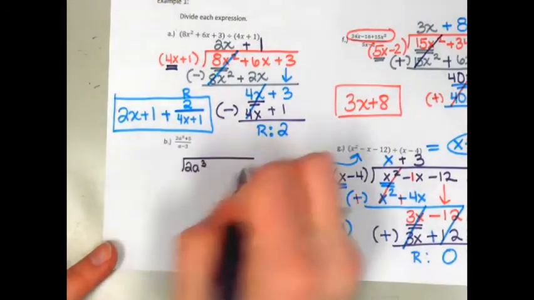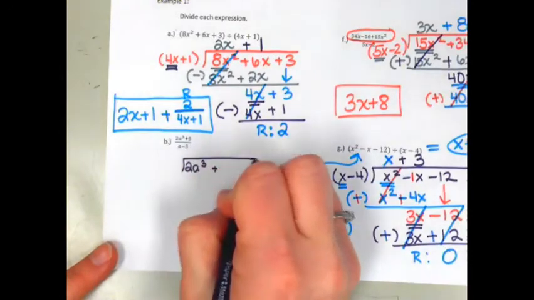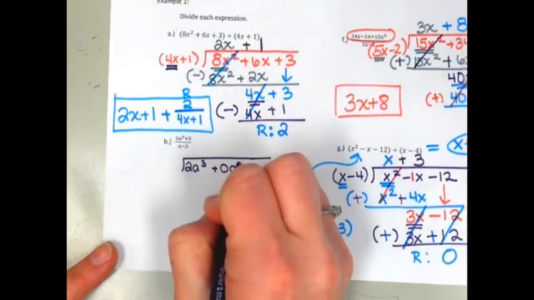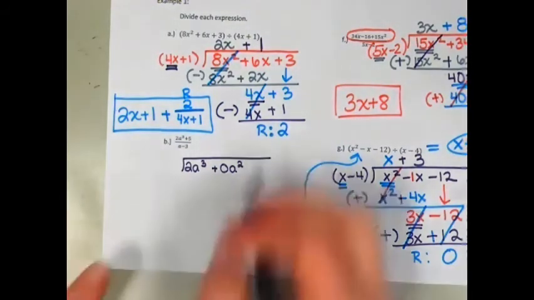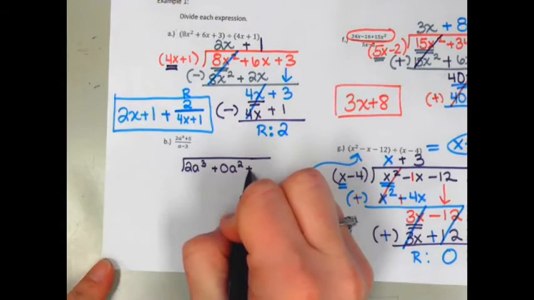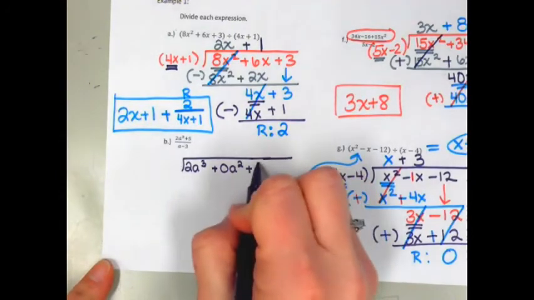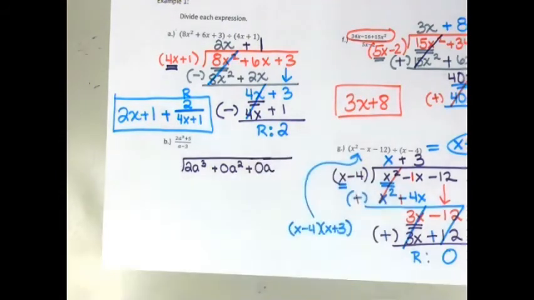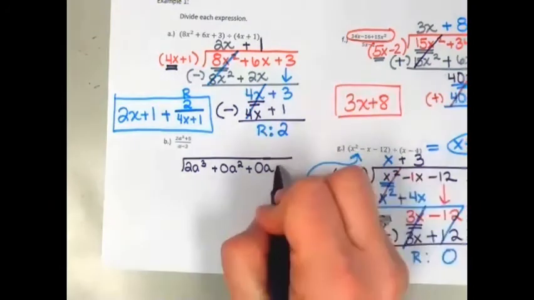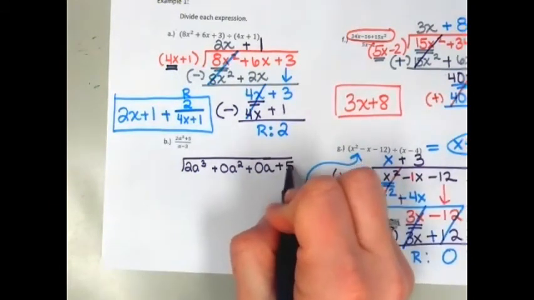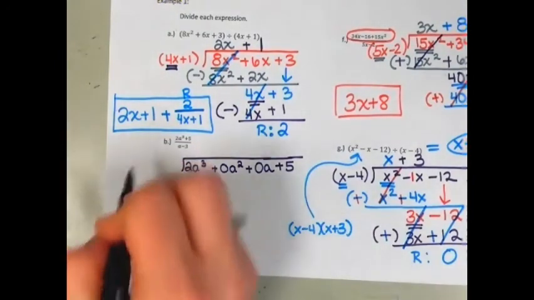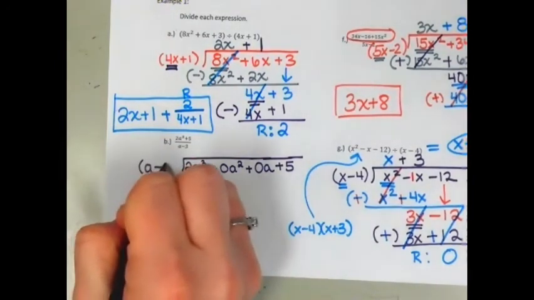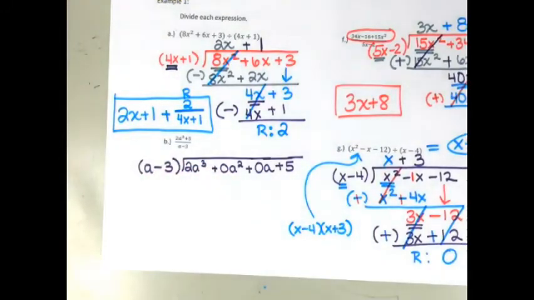Do we have an a squared? No, so I'm going to put a 0a squared. Is that okay? Is that the same thing? Yeah. Do we have an a? A single a? No, so I'm going to have a 0a. And then do we have a constant? Yes, a plus 5. And I'll show you why we have to have those. And then what am I dividing by? A minus 3. Okay. All right, so let's start out.